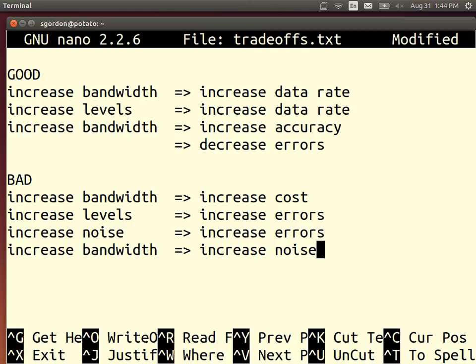This decrease of errors was due to the more components in the signal, the higher signal accuracy. This increase in errors is due to noise. They're two different factors. So there's a trade-off there.